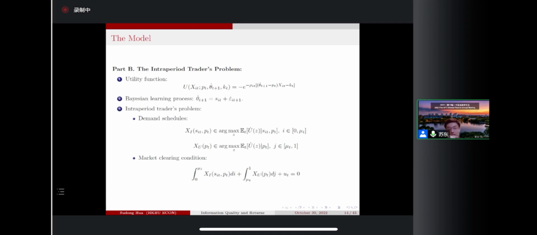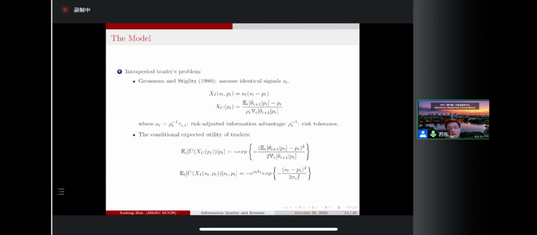Part B of the model is standard. It's just like Grossman-Stiglitz. This is an intra-period problem. We have the first order conditions. We have the demand schedules and the market clearing conditions. They are very standard. I'm going to go over them very fast. And we have the conditional expected utility. I have the conditional expected utilities for informed traders and uninformed traders.